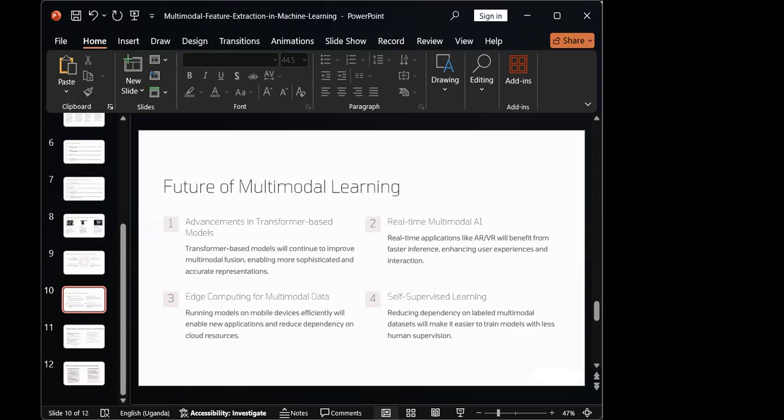With the first one, the transformer-based models, we already talked about transformers where we're using neural networks. These ones improve multimodal fusion, enabling more sophisticated and accurate representations. Real-time applications will benefit from faster inference. Then we shall go to the next slide.